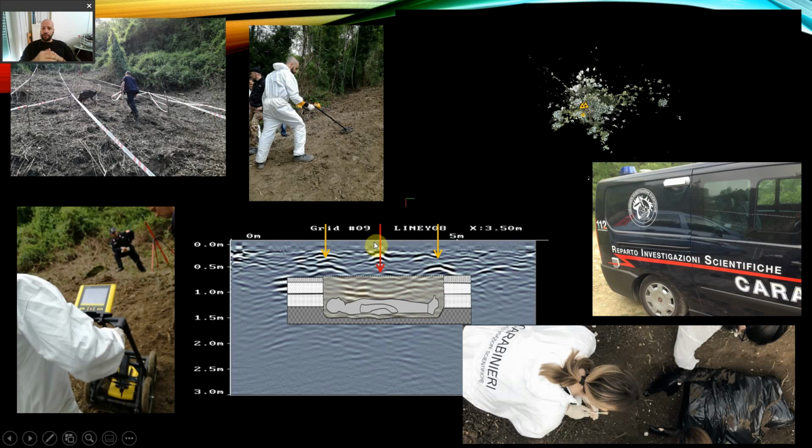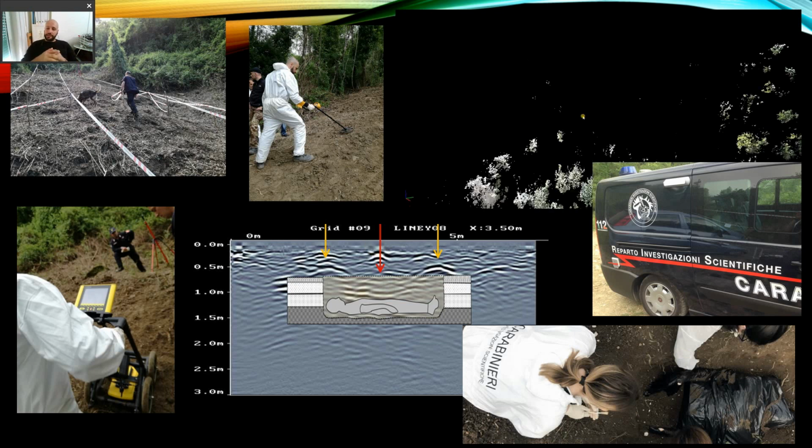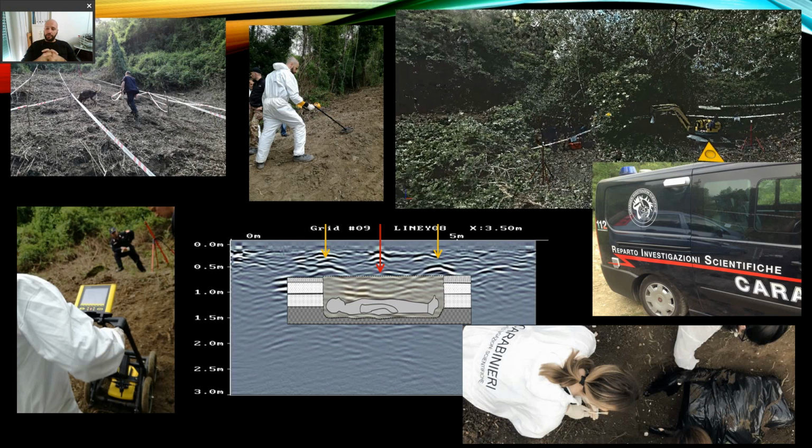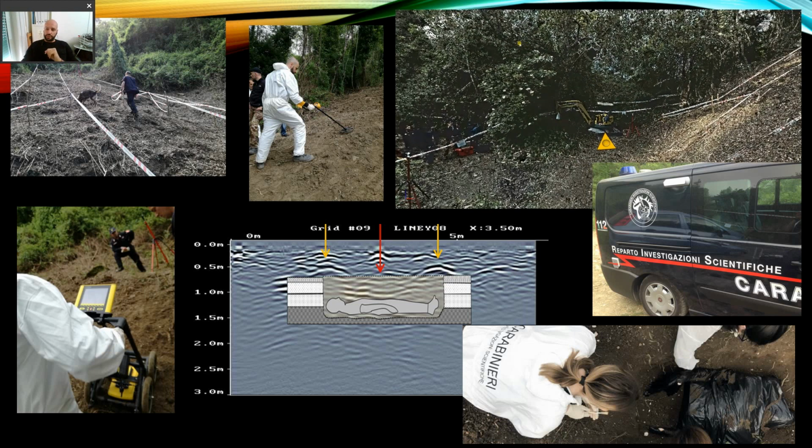And this short video also illustrates the laser scanning of the area before starting the excavation.